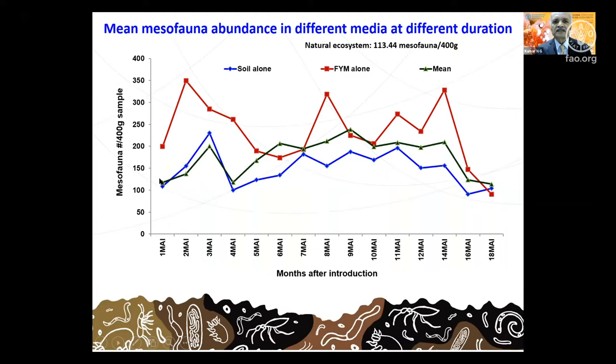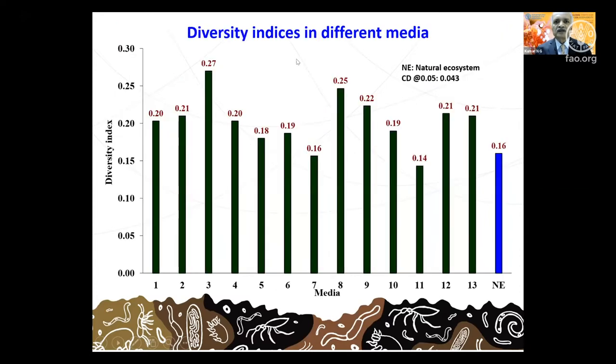So here also we can see the activity of mesofauna throughout the experimentation period with varied population. Regarding the diversity, treatment number 11, 50:50 soil and FYM, recorded a significantly higher Simpson diversity index, which was on par with coir peat and FYM in 75:25 proportion. And these were almost on par with the natural ecosystem. The rest of the media recorded 0.18 to 0.27 Simpson diversity indices.